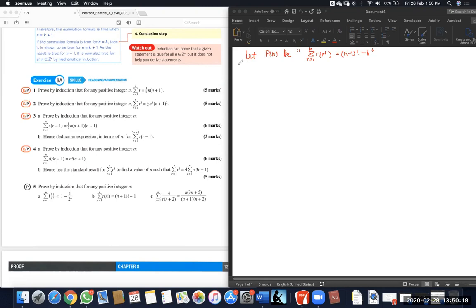And then the second step, when n equals 1, the left hand side is just one term. Your summation from r equals 1 to 1 means one term only. So we get 1 times 1 factorial, which gives you 1. And then the right hand side equals 2 factorial minus 1, which still gives you 1. So you say P1 is true.